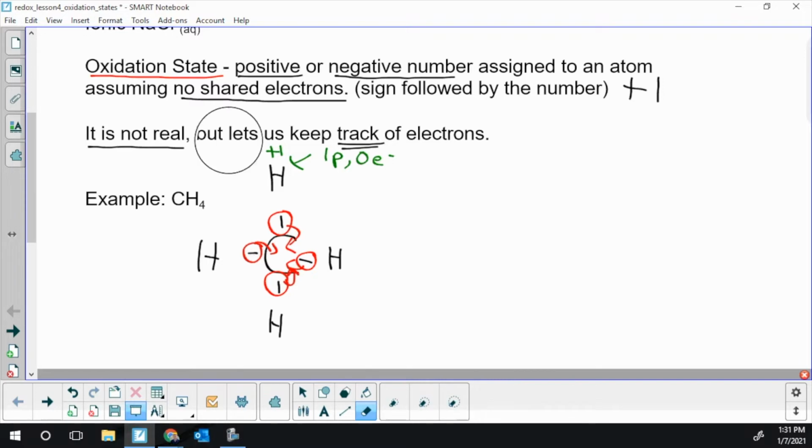Just going to separate that out a little bit. Okay. And all those outside H's would also be +1. They have one proton and no electrons.